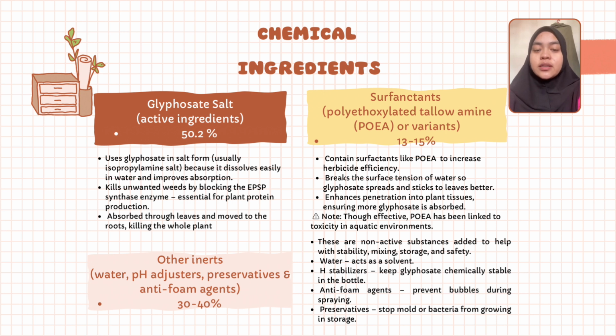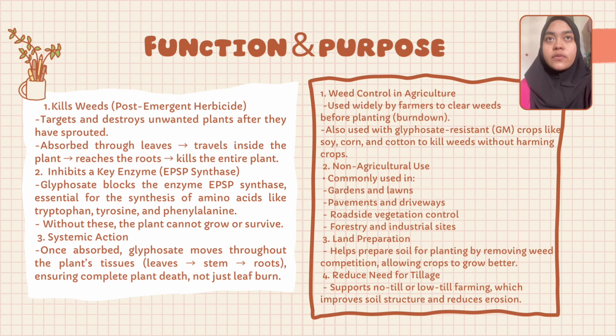Next, Roundup contains surfactants like polyethoxylated tallowamine, which increase the herbicide's efficiency. It can break down the surface tension of water so glyphosate spreads and sticks to the leaves better, and it can enhance penetration into plant tissues, ensuring more glyphosate is absorbed. It also contains other ingredients like water, pH adjuster, preservatives, and anti-foam agents, which help with stability, mixing, storage, and safety.